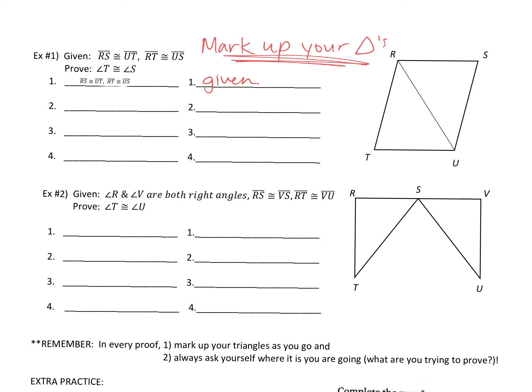We know that RS is congruent to UT. So put a single mark there. And we know that RT is congruent to US. So put a single mark there, a double mark there.